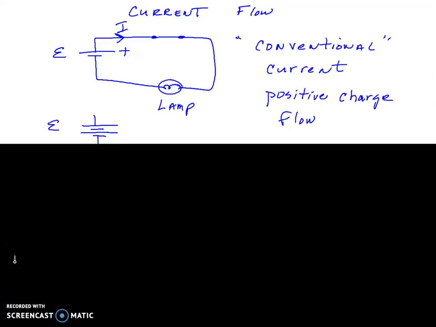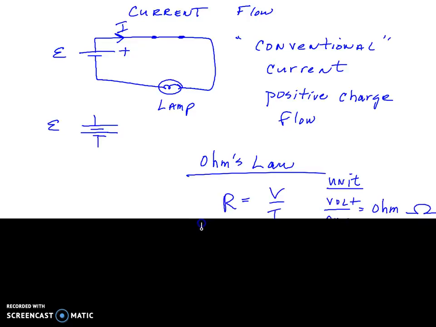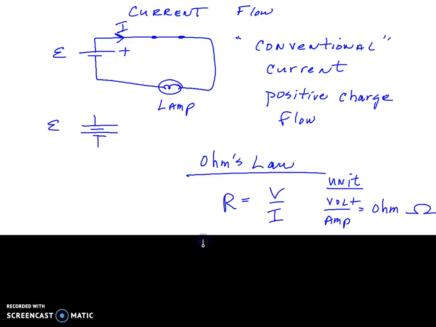Alright, so as I was saying before I got cut off, there is a relationship between the voltage applied to the circuit by the battery, the current that flows through the circuit, and the overall resistance of the circuit. Now in this circuit there is just one lamp, so that is the only item that offers resistance to charge flow. And that relationship is called Ohm's law.